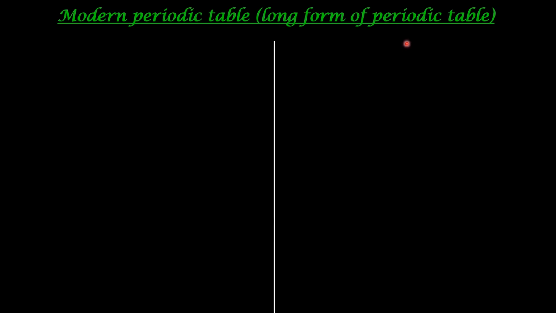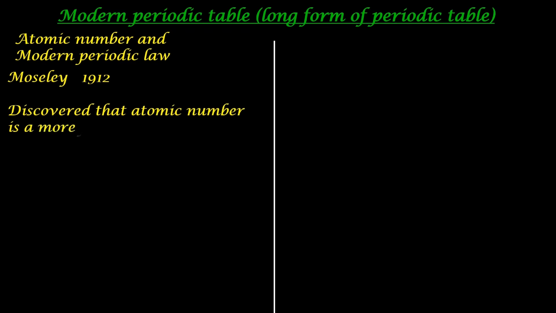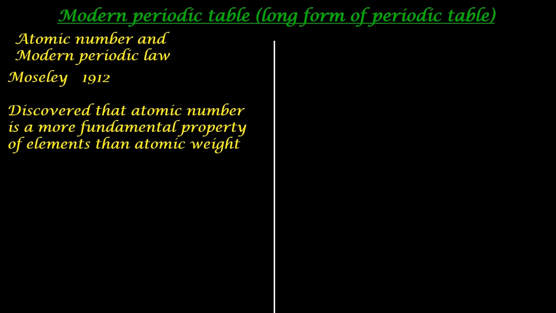When more details regarding the atomic structure were discovered, it was understood that the atomic number decided the physical and chemical properties of elements. So, Mendeleev's periodic law was amended or modified as modern periodic law in relation to atomic number. It was Moseley in 1912 who stated that atomic number was a more fundamental property of elements than atomic weight.